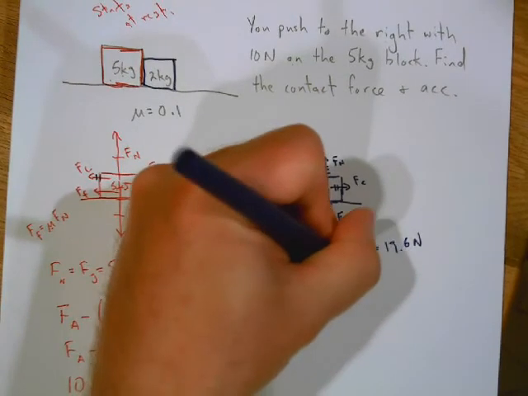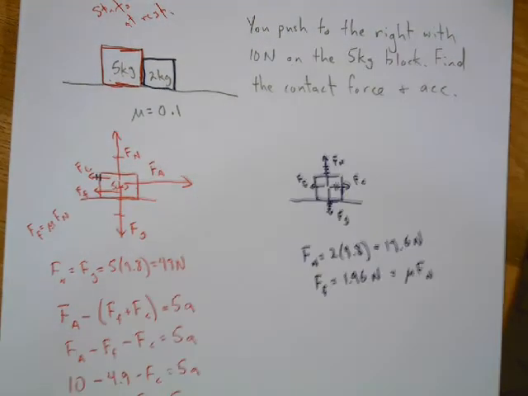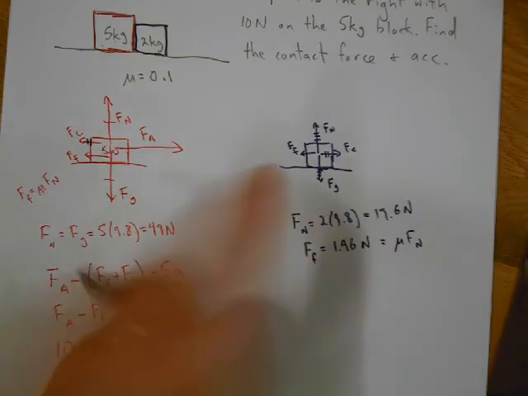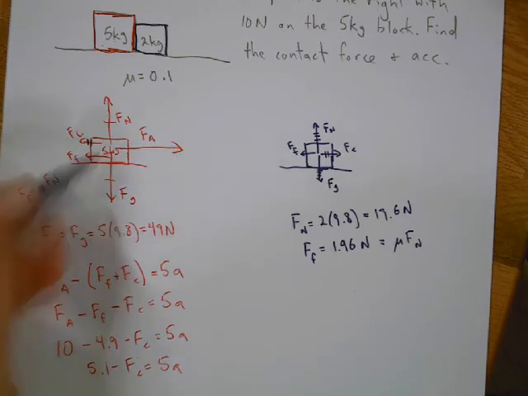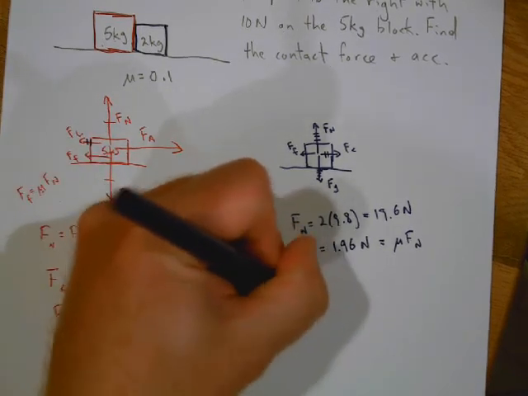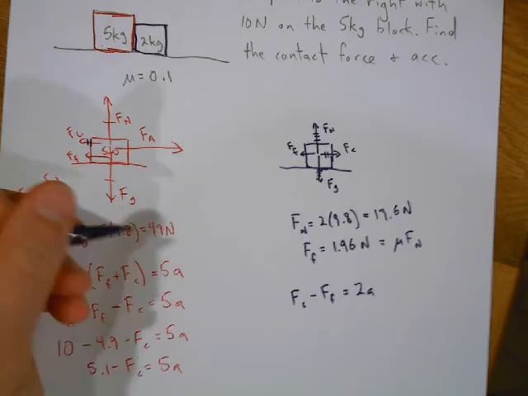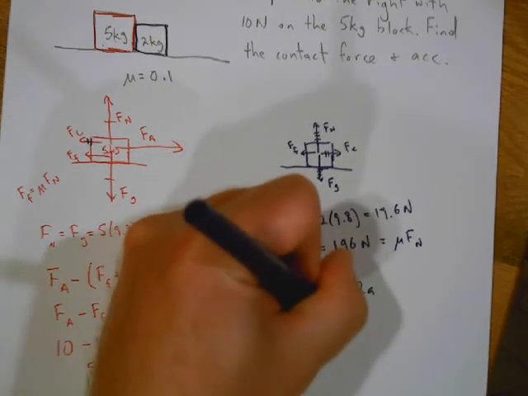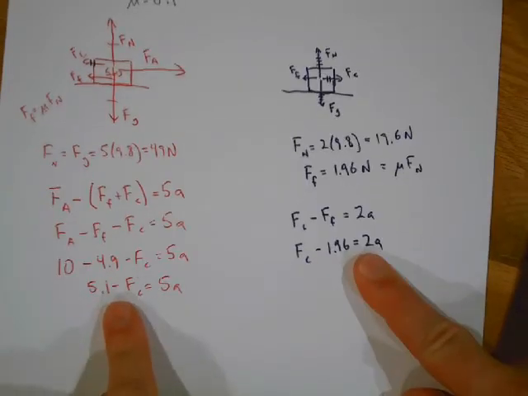And then my force of friction acting on this box is going to be 1.96 newtons. How do I do that? Because I did mu Fn. All right, then I'm going to write my parallel equation. This block has to accelerate to the right. Why? Because this block was also accelerating to the right. So this is going to be Fc minus Ff equals 2 times A. And if I plug my stuff in, I get Fc minus 1.96 equals 2A.